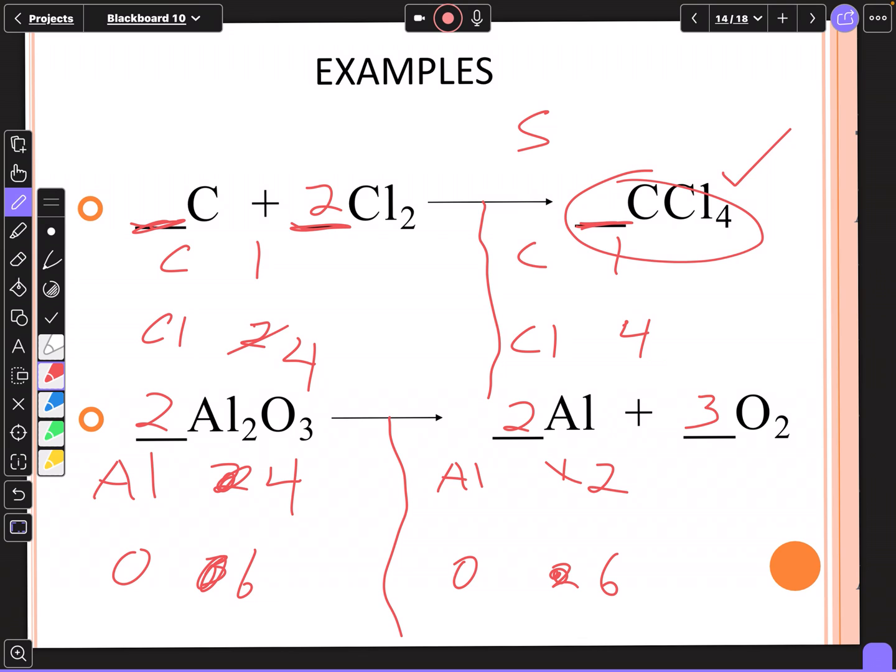And now I have to go back to the other side and erase that to where I had 2, and I have to make that a 4, so my aluminums will balance. Then I check my numbers. That's 4 and 4, 6 and 6. So that is the balanced equation for that reaction. 2 molecules of Al2O3 break down to produce 4 atoms of aluminum plus 3 molecules of oxygen gas. And since I have 1 reactant, that would be a decomposition reaction.